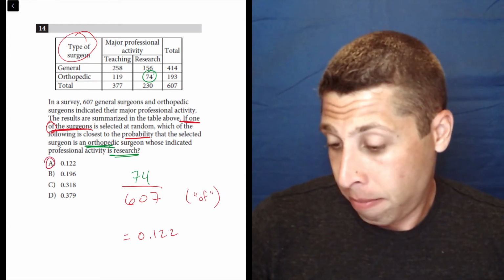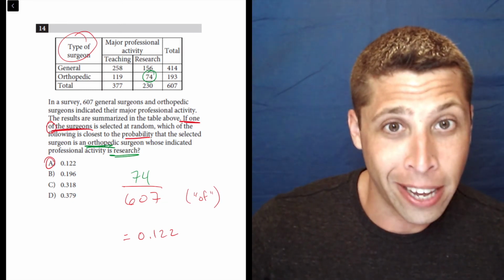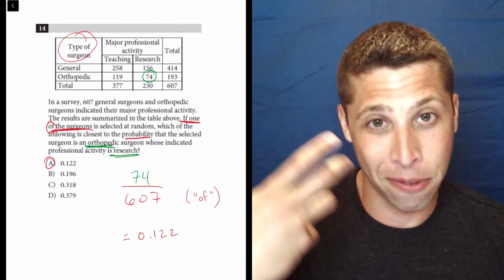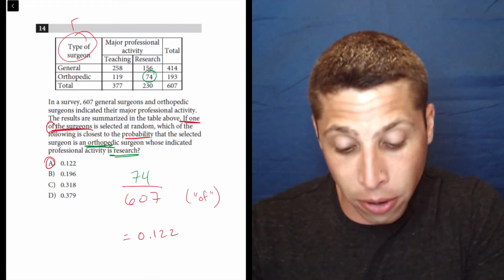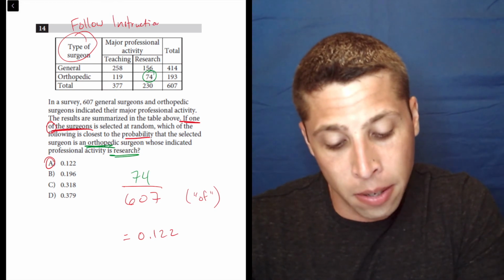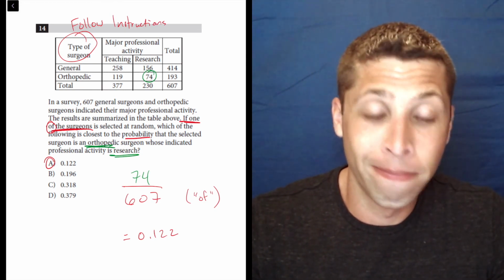So that's it. Probability on the SAT is fake. It is not about probability. It is about reading questions and giving them what they want. So I would call this really just follow the instructions. Pay attention to what they're asking for and just give it to them.